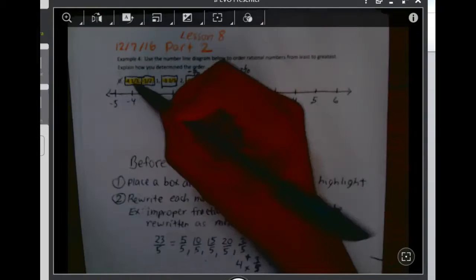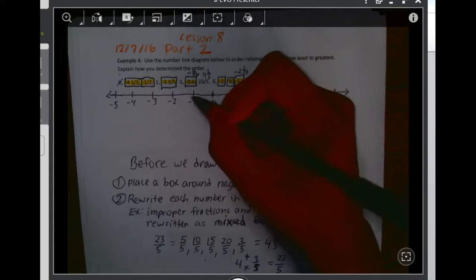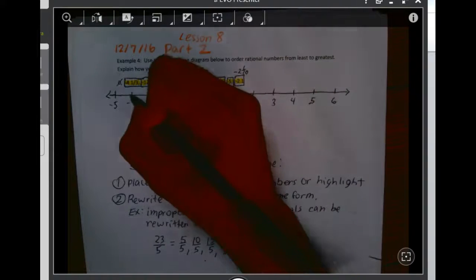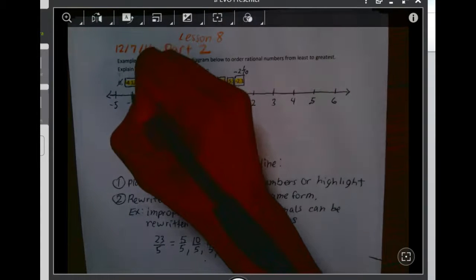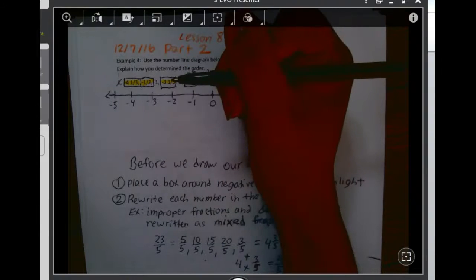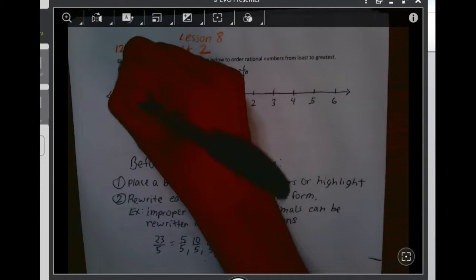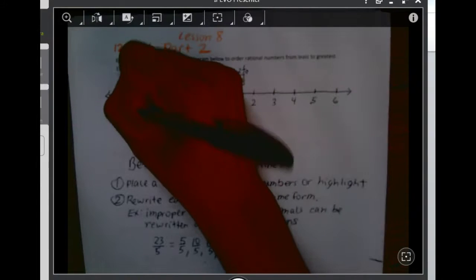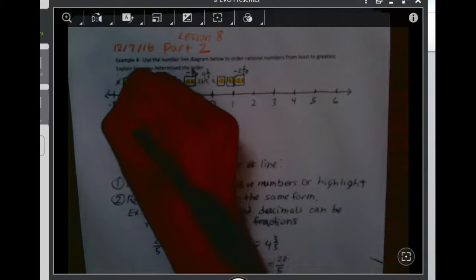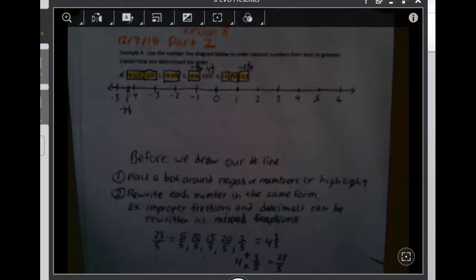So let's look at negative 4 and 1/3. We're going to start at 0 and go to the left. 1, 2, 3, 4. And we know that 1/3 is going to be more negative, which means it's going to be farther away from 0. So I'm going to go to the left of 4 because it is farther from 0. And I'm going to plot negative 4 and 1/3, and label that. I'm going to mark that off because we have plotted it.